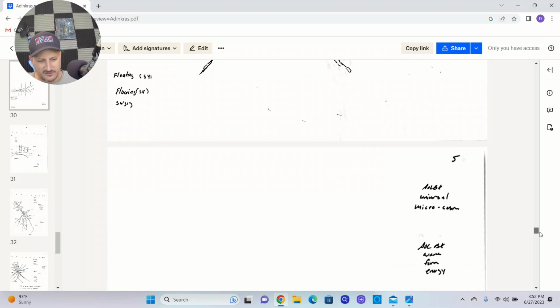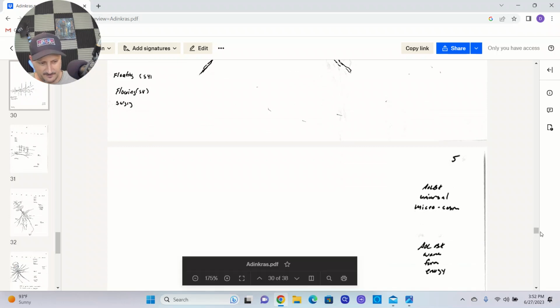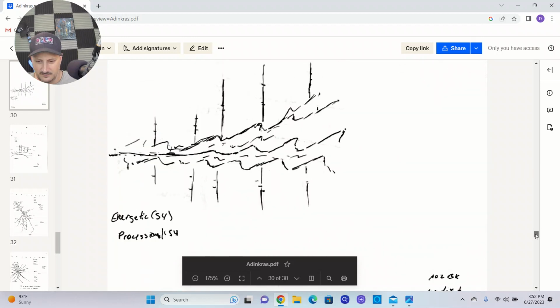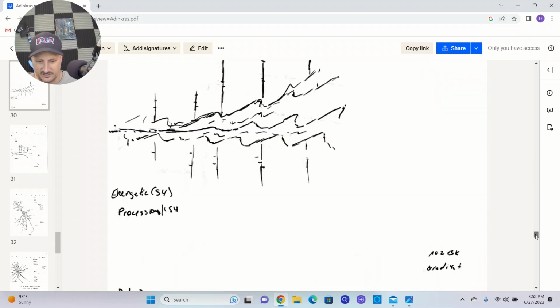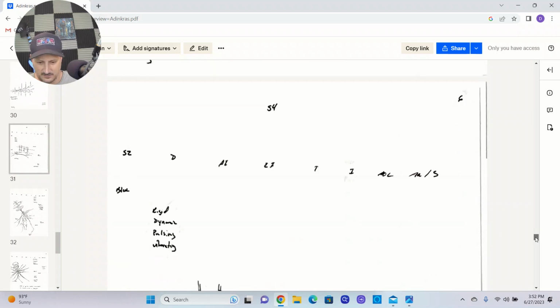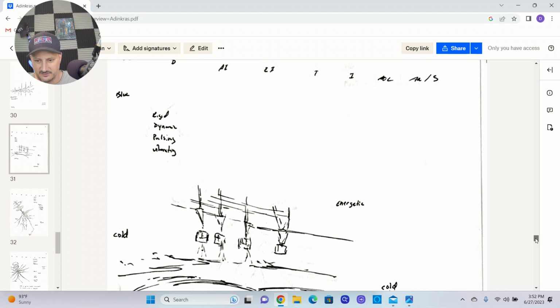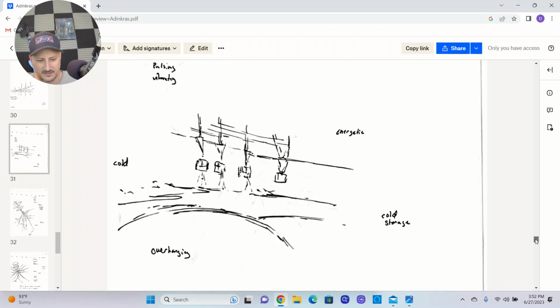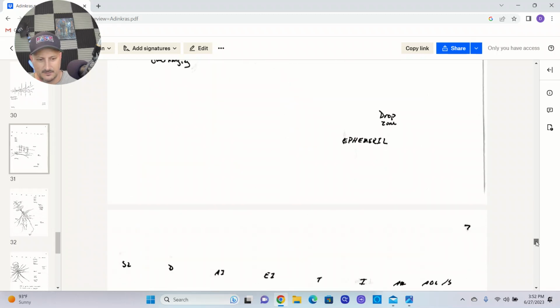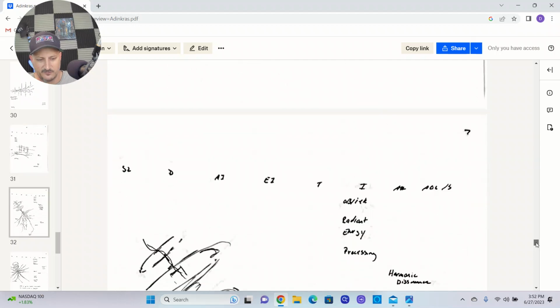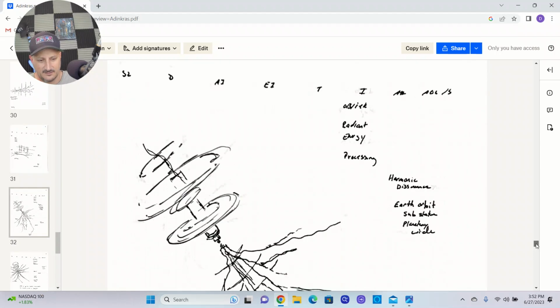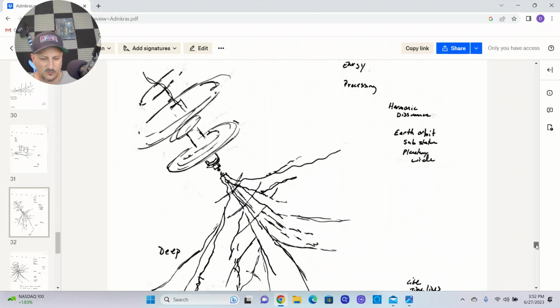AOL break, universal microcosm. AOL break, waveform energy. This feels energetic and processional. AOL break, gradient, pulsing. So I better get back to stage 4. Okay, energetic. This feels ephemeral, oblique, radiant energy processing. AOL harmonic dissonance. AOL signal, Earth orbit substation, planetary wide.